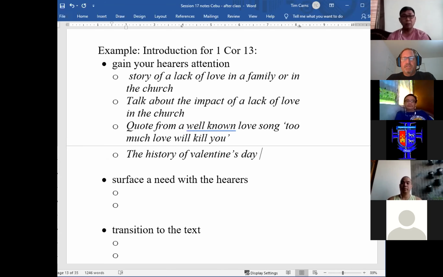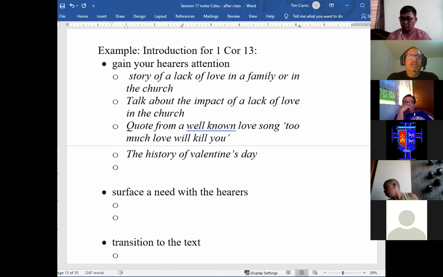And then as you transition, you may say, well, Valentine's Day is really focusing more on human relationships and human love. What would the Bible have to say about biblical love? What should genuine love look like? How does God describe it? So that would be how you transition. Any other ideas for gaining your hearer's attention?